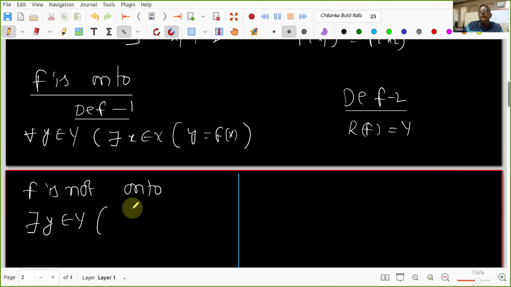So see, try to understand this. Onto means given any y, this is true. Not onto means there is a y for which this is not true. Now look, concentrate inside. What do you mean by this is not true? There exists an x. What do you mean by that? This is not true means what? There exists x not belonging to X.